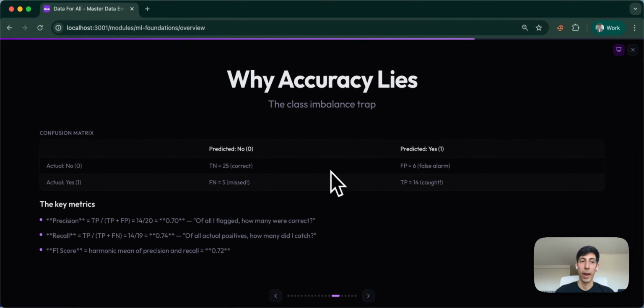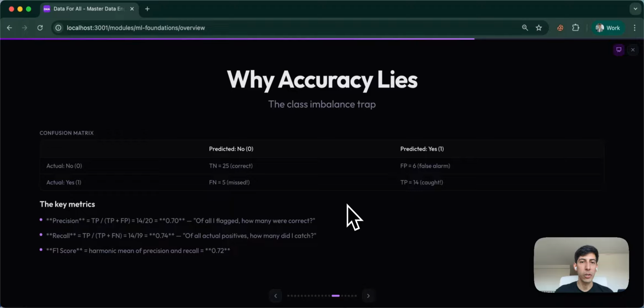Here's a big trap. Accuracy can lie to you. Imagine a fraud detection model. 98% of transactions are legit. Only 2% are fraud. A model that always predicts not fraud gets 98% accuracy. Sounds great, right? But it catches 0 fraud. Completely useless. That's why we need the confusion matrix.